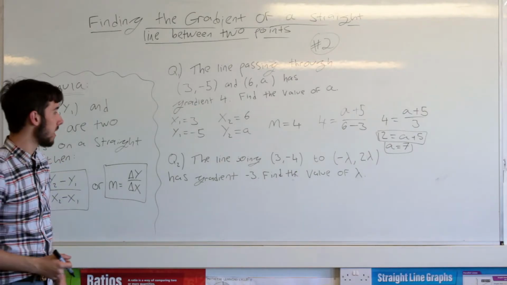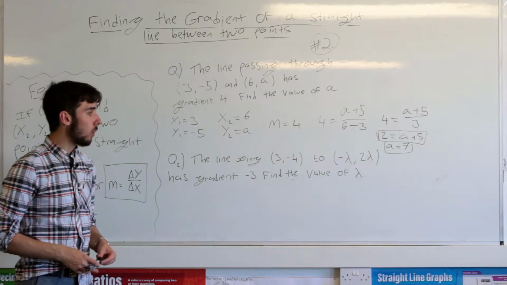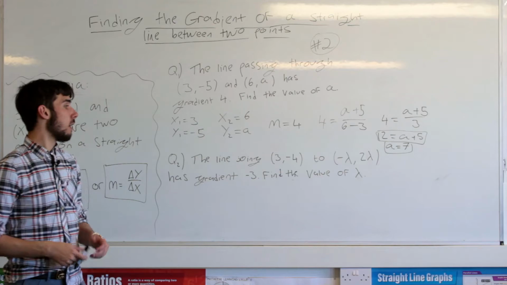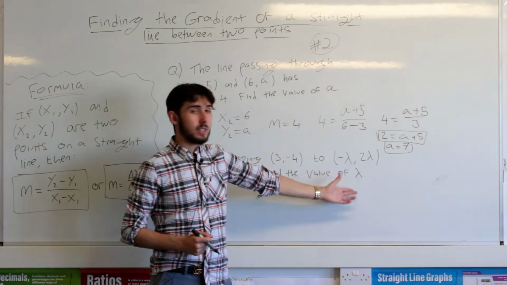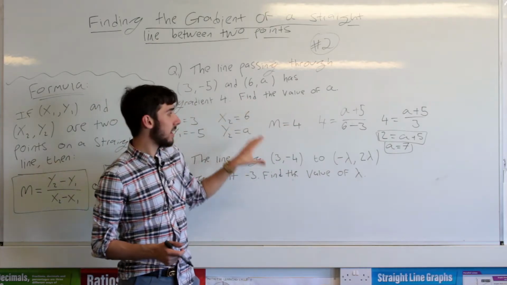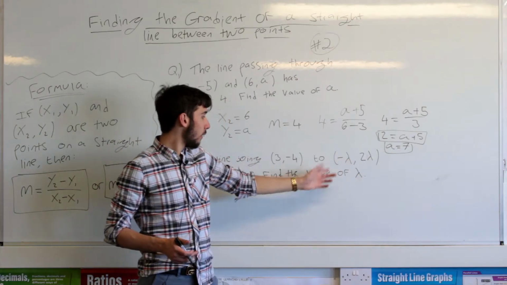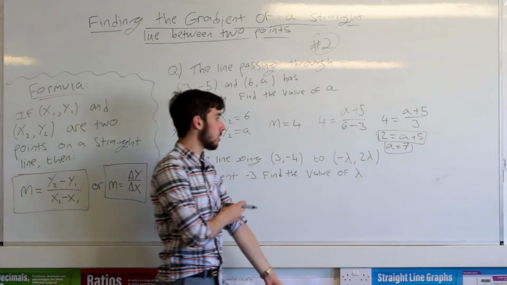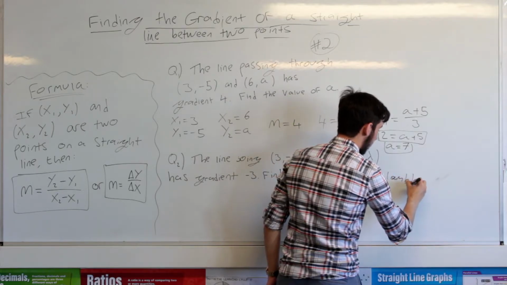Nice. Let's take a look at the second question now. The line joining (3, -4) to (-λ, 2λ) has gradient -3. Find the value of lambda. If you're not familiar with this Greek letter lambda, it is just a Greek letter. It's a constant, just like a. You know, we could have had (-a, 2a), find the value of a, or b or c or any Greek letter, but we're using lambda. So if you're not familiar with the letter lambda, it's spelt like that.